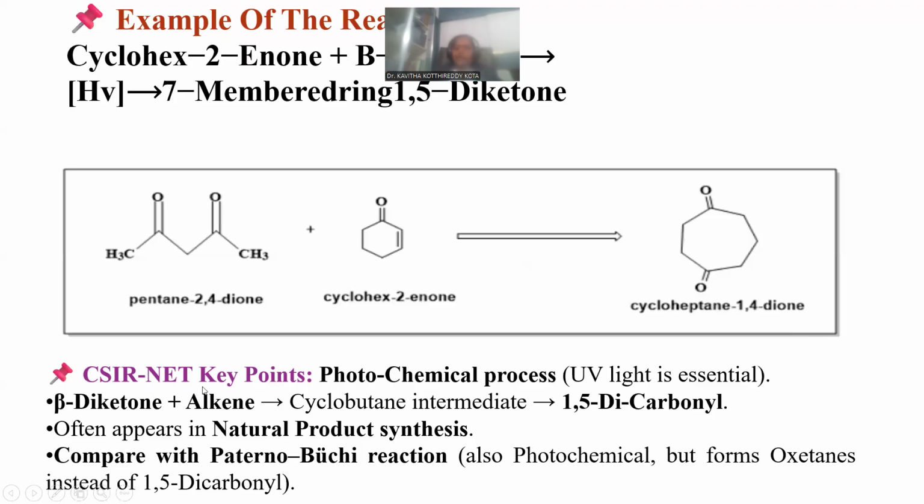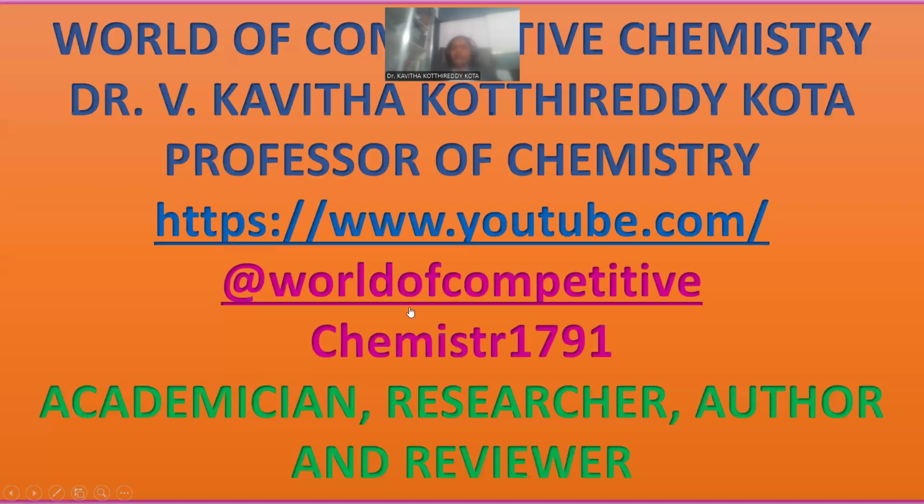From the perspective of CSIR NET, the key points are: it is a photochemical reaction, and UV light is very essential for this one. A 1,5-dicarbonyl compound will be the ultimate product via a cyclobutane intermediate by treating a beta diketone with the alkenic compound. Natural product synthesis is the ultimate application of the De-Mayer reaction. It is comparable with the pattern of the Paterno-Buchi reaction, under photochemical conditions. An oxetane intermediate may not be generated; rather they produce cyclobutane intermediates. By this we successfully completed the entire session.